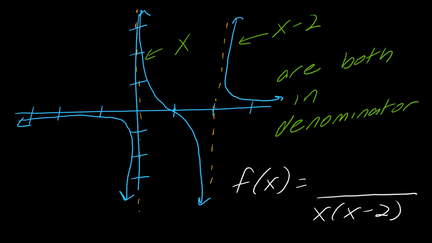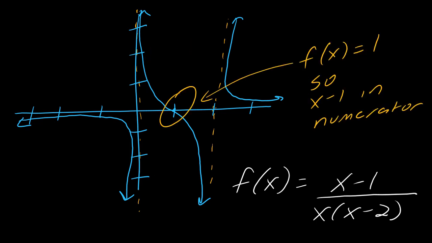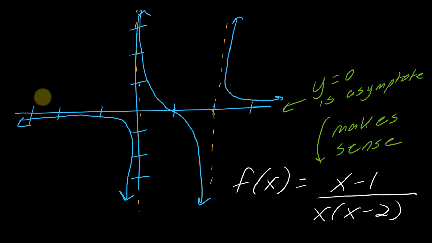And then in this case, I don't have any holes. So really the only other thing I have to look at is where my x-intercept is, which is right here. Since I have positive 1 here, x minus 1 is going to be in the numerator. And then it's like, okay, am I done? In this case, this is degree 1 on top, degree 2 in the bottom. So if you look, I have y equals 0 as an asymptote here. So this all makes sense. This all works. So we're all good. So this must be the equation.